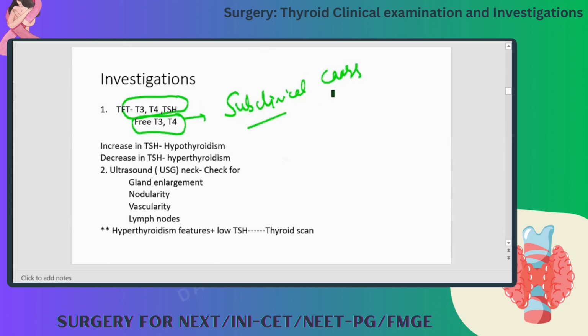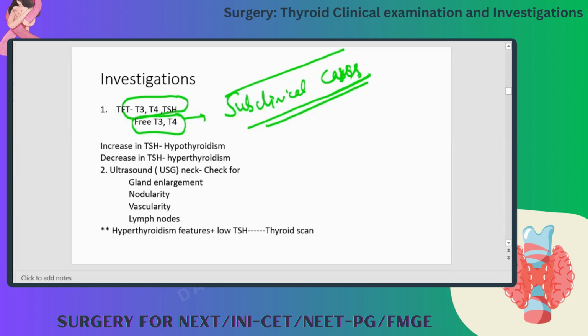What are the subclinical cases? The patient is symptomatic, but T3, T4, TSH are normal. Then we go for free T3, T4 to identify any minute variation. To identify subclinical cases, free T3 and T4 are done.